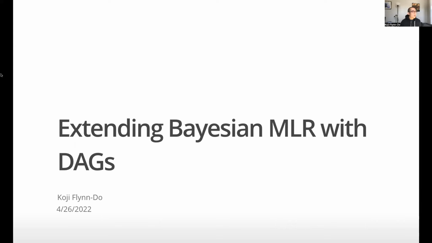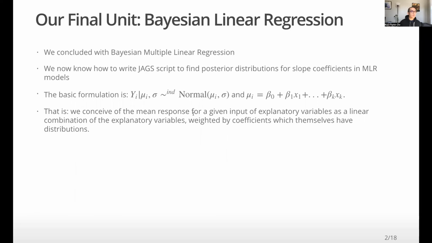Great. So my final project deals with extending Bayesian multiple linear regression with directed acyclic graphs. I'll say more about what directed acyclic graphs are, but first, for some context, we wrapped up our final unit talking about Bayesian multiple linear regression. So we now know how to use things like DAGs to find posterior distributions for slope coefficients and then run diagnostics and do posterior predictive checking and so on for Bayesian multiple linear regression models.